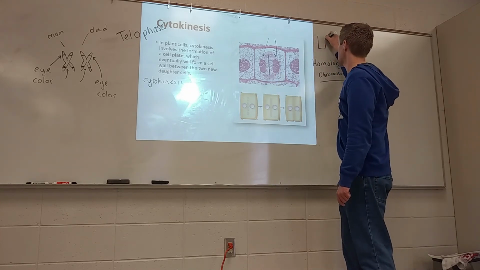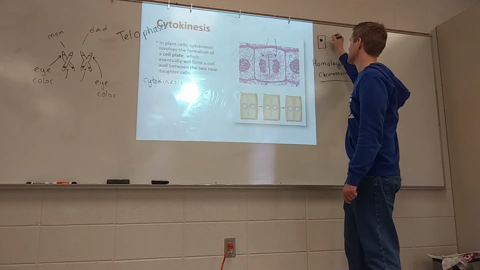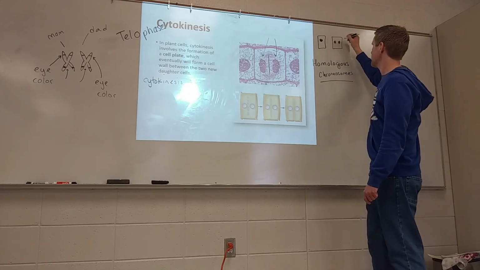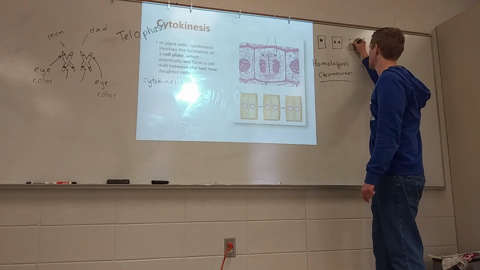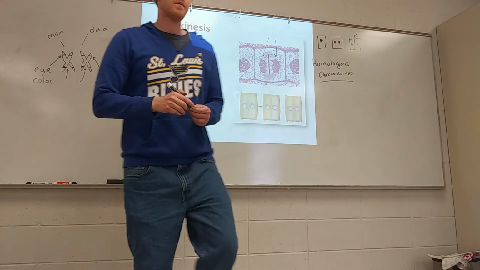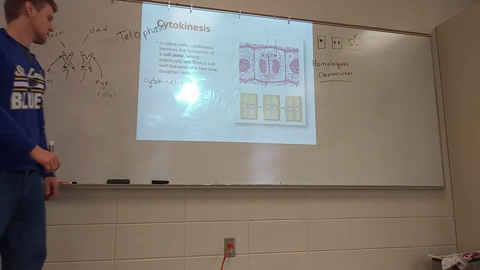Basically, we started with one plant cell. There's the nucleus. We duplicated the two nuclei. And then we separate it through the formation of a cell wall. That's how plant cells do it.